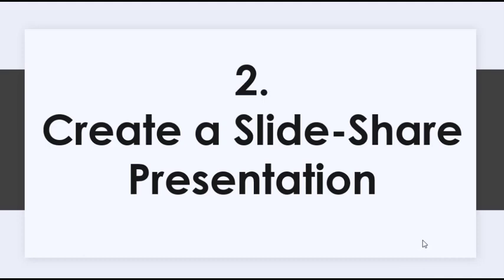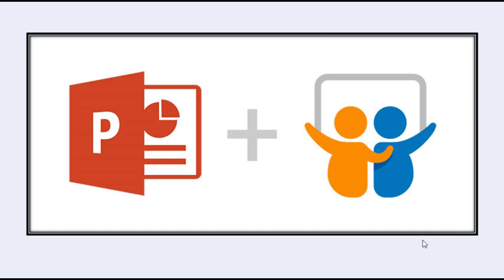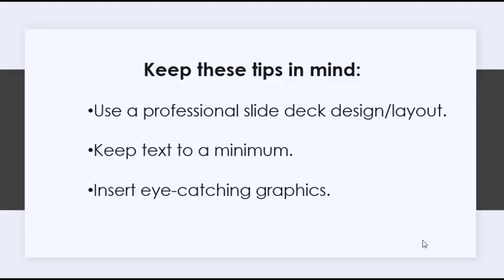Number 2, create a Slideshare presentation. Now, the idea here is to turn text-based content into a PowerPoint-style presentation. This works particularly well if you are condensing a lot of information into the most salient points, similar to a checklist or cheat sheet. So keep these tips in mind.